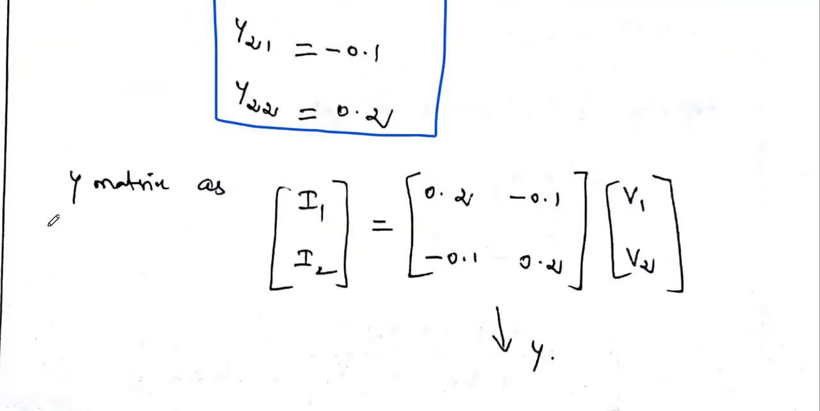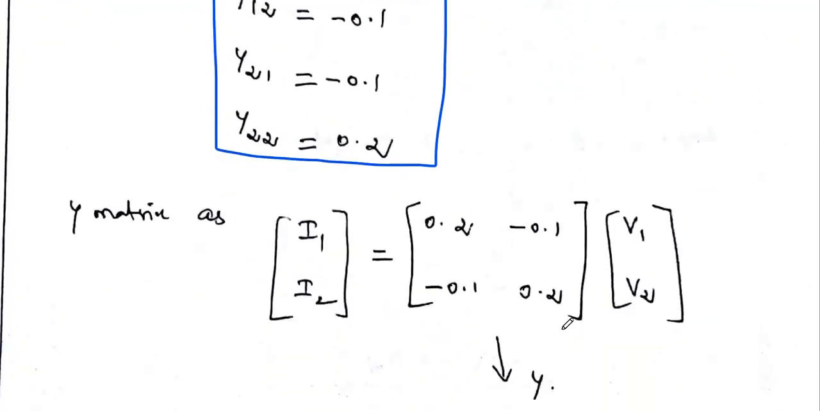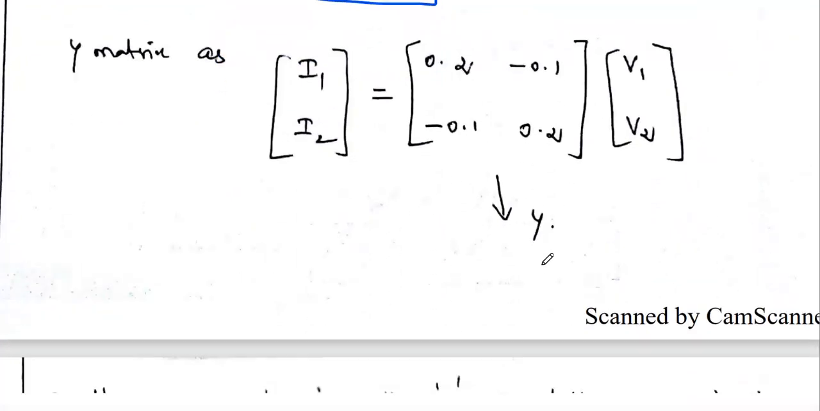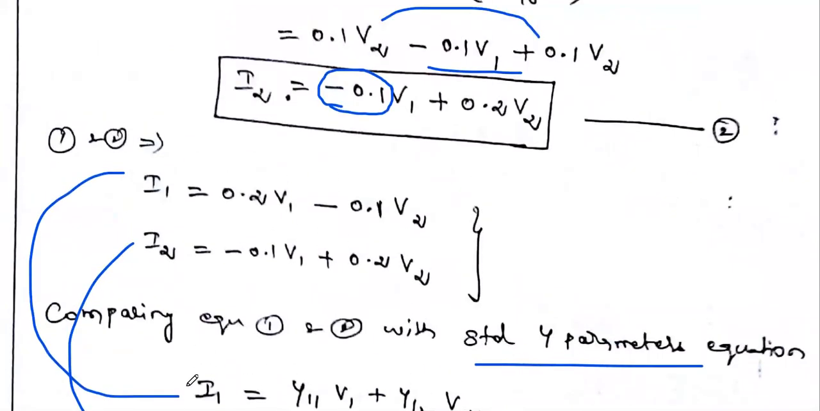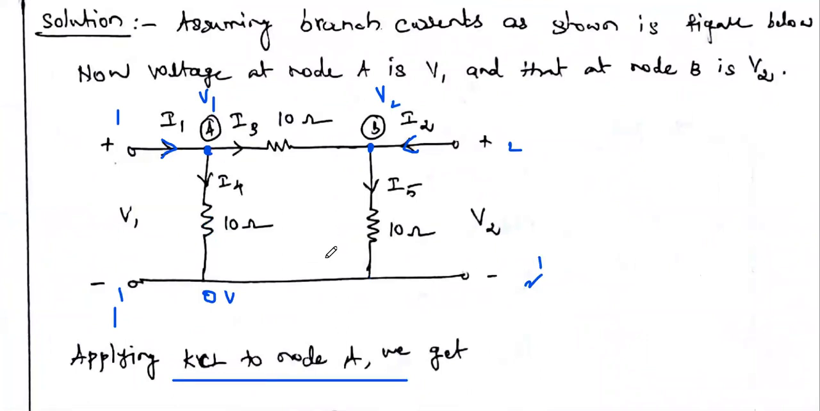If you want the Y matrix, you can write this in matrix structure: Y11, Y12, Y21, Y22. So 0.2, minus 0.1, minus 0.1 and 0.2. So this is the Y matrix. This is one type of problem: for a given network, we have to form two equations, I1 and I2, the input port current as a function of V1 and V2, and the output port current as a function of V1 and V2. After that, the coefficient of V1 in the first equation is Y11.